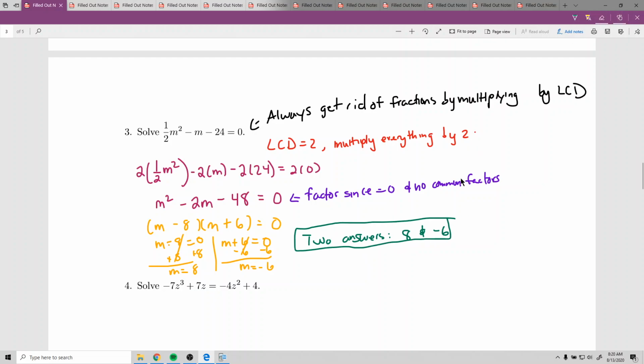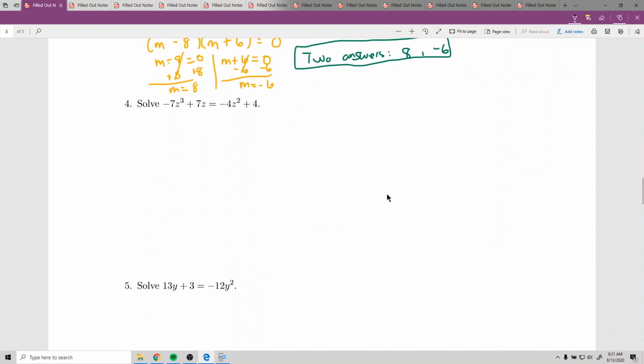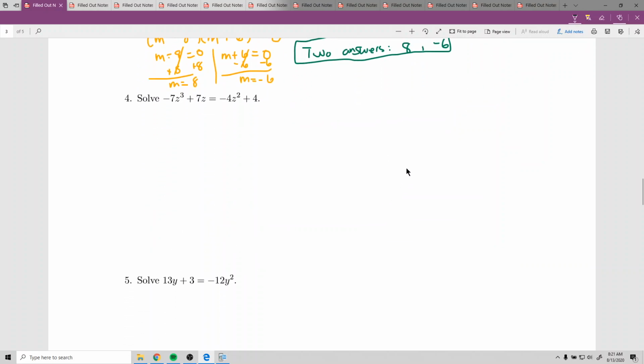Actually, let me write a comment, since that's what you would do on the homework. So once again, this is kind of reviewing everything. A few things we've noticed: you've got to make sure you have 0 on one side, factor out common factors, and get rid of fractions by multiplying by the least common denominator. The last two are usually two of the more challenging ones.